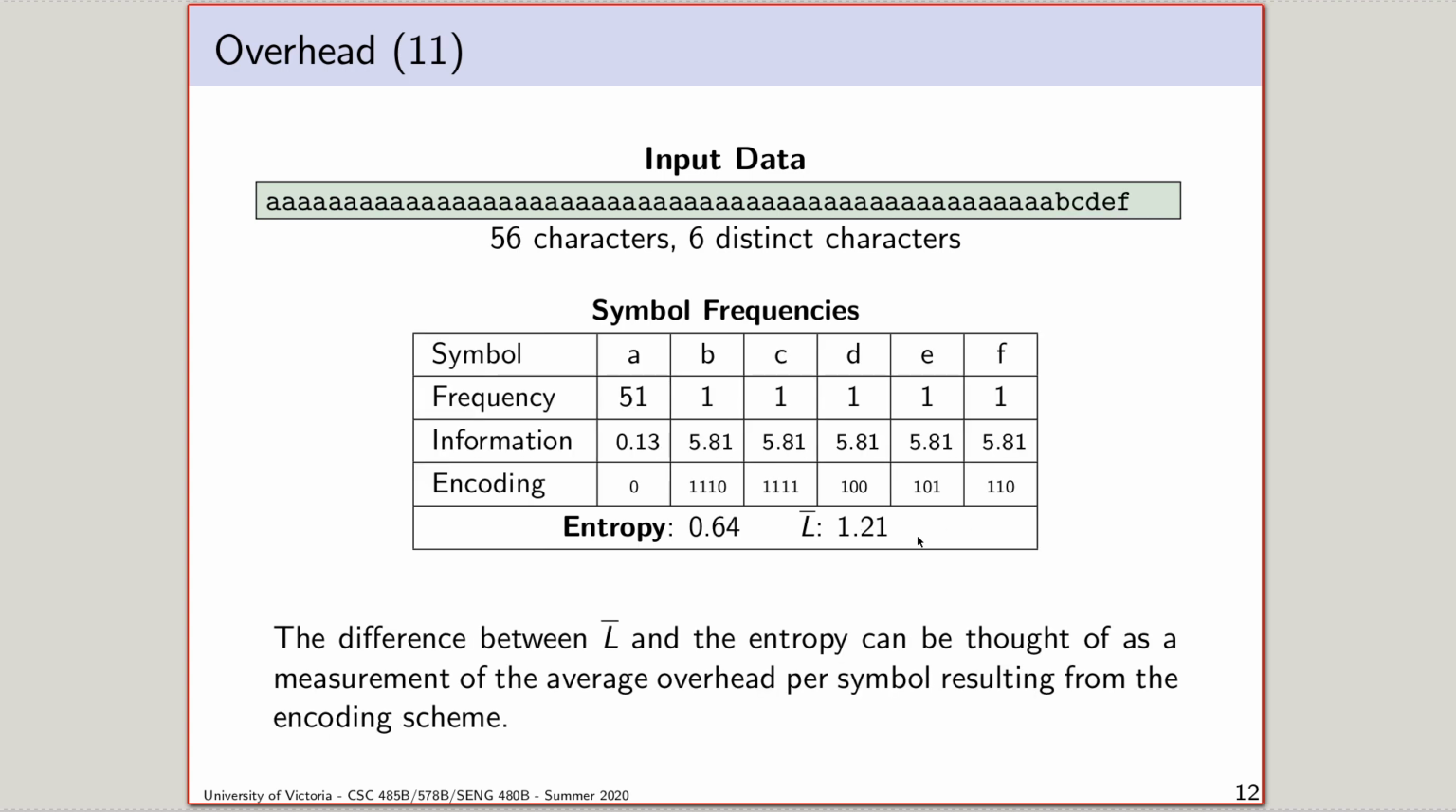And so we can think about this difference here between this and this, so about 0.6 in this case, as the average overhead per symbol. The amount of overhead Huffman coding imposes per symbol as a result of what it does. And the overhead is caused by this need to use a whole number of bits for every symbol, because it encodes each symbol in a vacuum, effectively. It just encodes each symbol by itself and then concatenates all of the bit encodings of each thing.